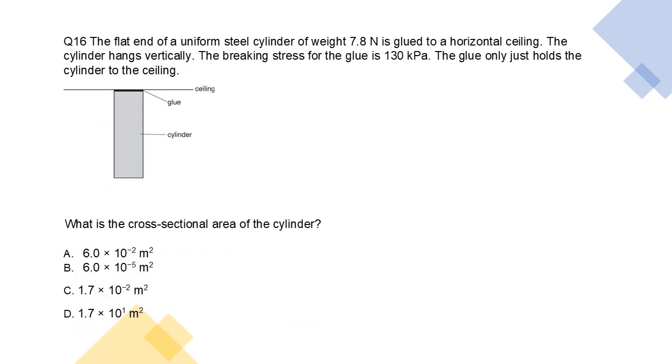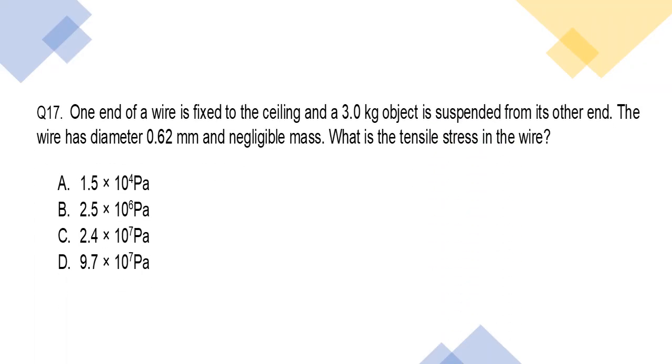Question 16 is another very easy question. They have given you the weight and they have told you the breaking stress, and they're asking you to find the cross-sectional area. So the equation that should come to your mind is the equation that connects stress, force and cross-sectional area. The only tricky bit here is the unit for stress. It is 130 kilopascal. If you don't convert that into pascal, you end up getting the wrong answer. Otherwise, your answer should be B, which is 6 times 10 to the power minus 5 meter squared. Again, a very easy question.